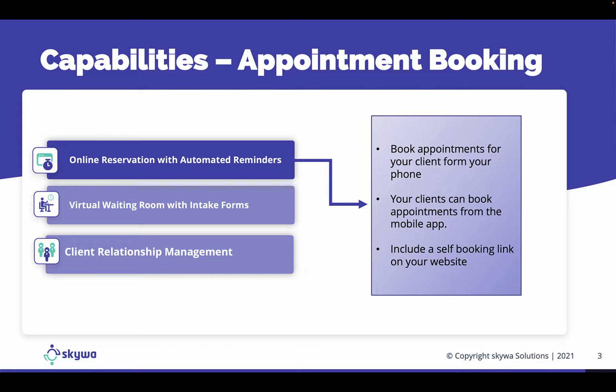Just a couple of the key features. Obviously, it's an online reservation system. It has automated reminders. This allows your customers to book appointments from their mobile app. You can put a link on your website where your customers can book appointments directly on your website, or you can, of course, book appointments for your customer as well from the app on your phone or a tablet.